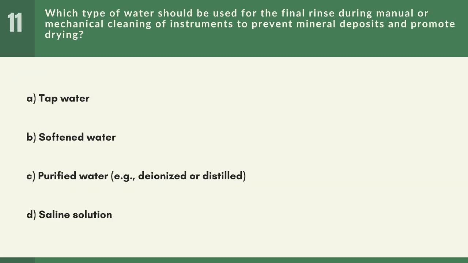Question 11. Which type of water should be used for the final rinse during manual or mechanical cleaning of instruments to prevent mineral deposits and promote drying? A. Tap water. B. Softened water. C. Purified water, e.g., deionized or distilled. D. Saline solution.